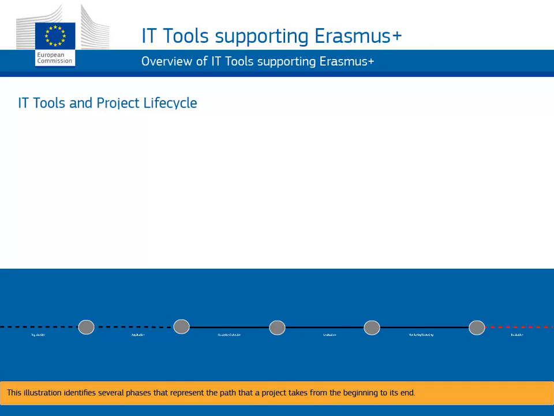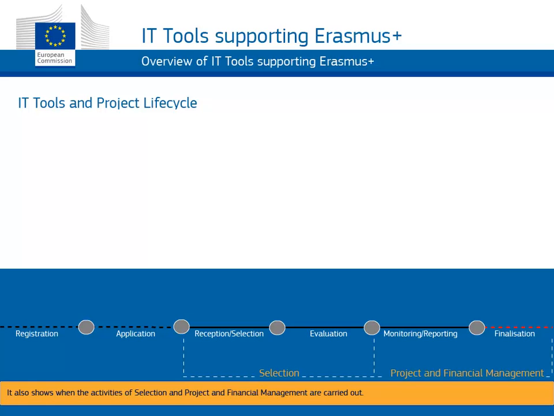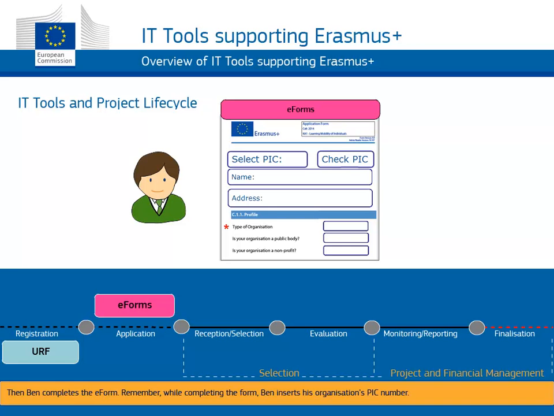This illustration identifies several phases that represent the path that a project takes from the beginning to its end. It also shows when the activities of selection and project and financial management are carried out. The milestones illustrate the transfer of data between the systems. Before applying for a grant or accreditation, an organization registers in URF, where it receives a unique 9-digit PIC number. Then, Ben completes the e-form. Remember, while completing the form, Ben inserts his organization's PIC number.